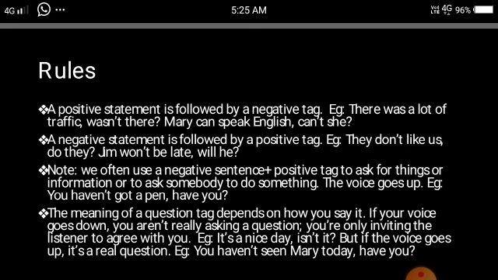Note that we often use a negative sentence plus positive tag to ask for things, to ask for information, or to ask somebody to do something. And then the voice goes up. You haven't got a pen, have you? So I am sure you don't have a pen. I want to confirm. I want to make sure that you don't have a pen. I'm asking for information, and that is why I raise my voice. You haven't got a pen, have you?